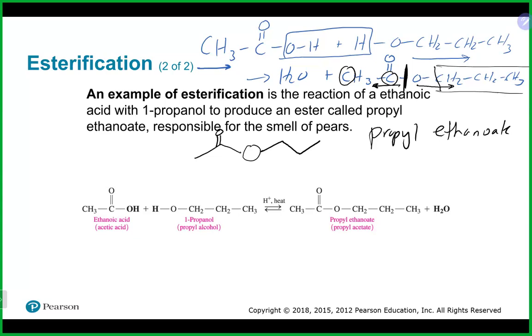Very similar to what we talked about when we did ethers, that is a good way to do it. Even if you're doing a condensed structure, same idea. I would just start with the oxygen and go, okay, I've got propyl over here, so that's 3 carbons, and I've got 2 carbons on this side. And then you can just fill in your hydrogens and get your compound, if we're doing more of a condensed structure.